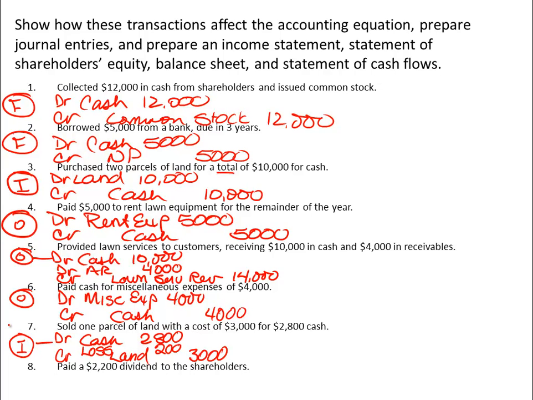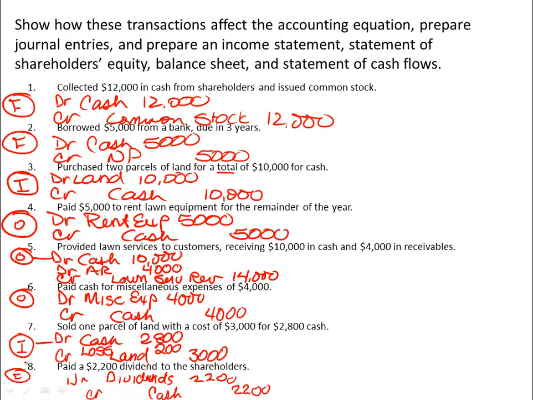And finally, paid $2,200 in dividends to shareholders. So I'm going to debit dividends, which is the shareholders' equity account, and I'm going to credit cash, $2,200. Now, since our cash is flowing out for a shareholders' equity account, it would be a financing activity.